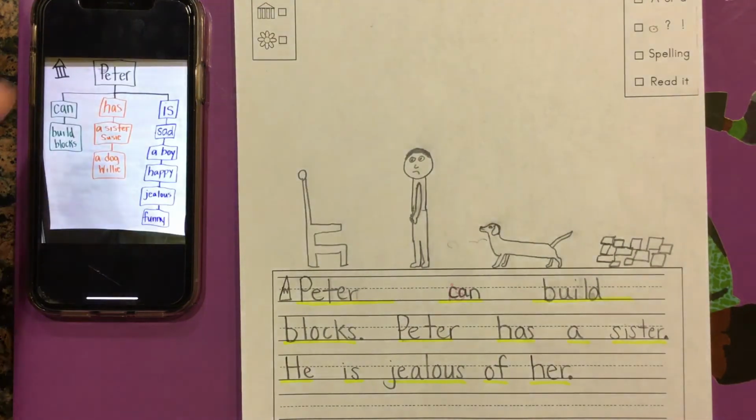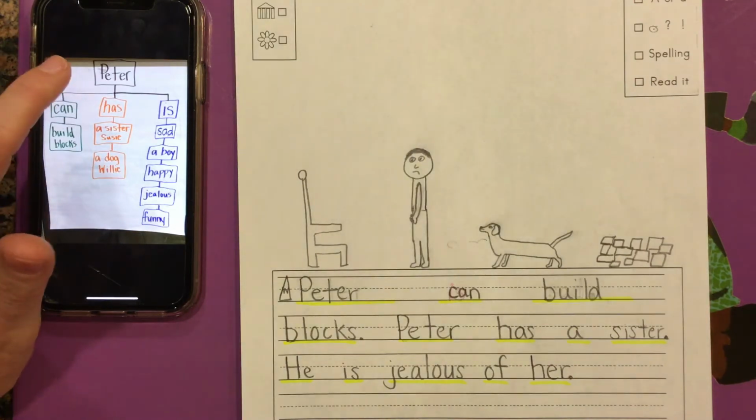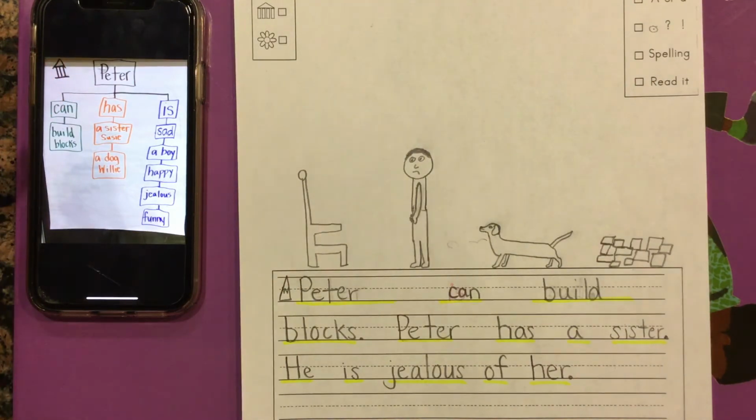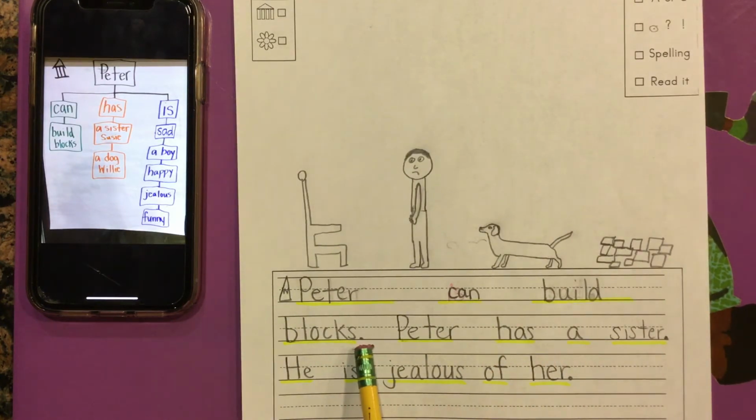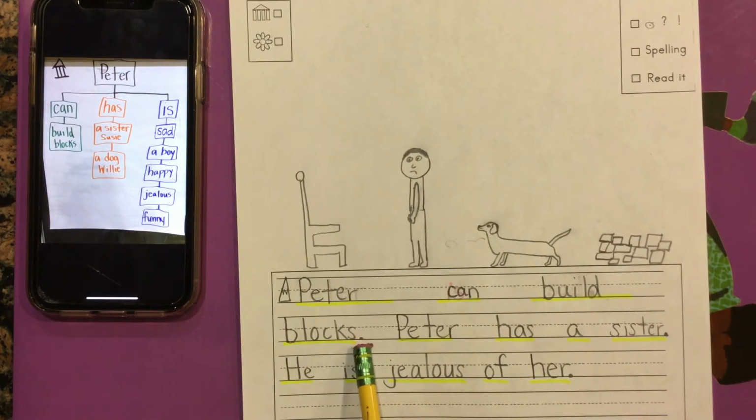So students are going to first talk right here off the map and say, so boys and girls, you would say, Peter can build blocks. And since that's our very first category here in our tree map that we've organized, we're going to write that as our first sentence. So over here, I did that. Peter can build blocks. I remember to stop my sentence because this is one of the things we're always forgetting in kindergarten, is to stop our sentences. Okay, so I used my period there.